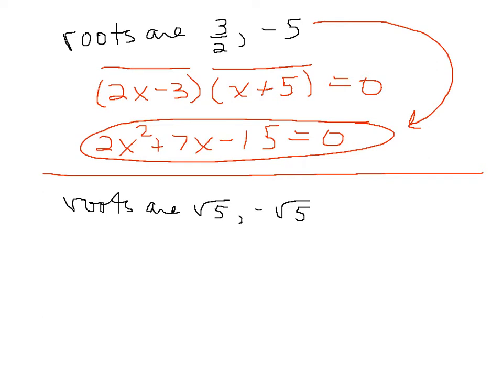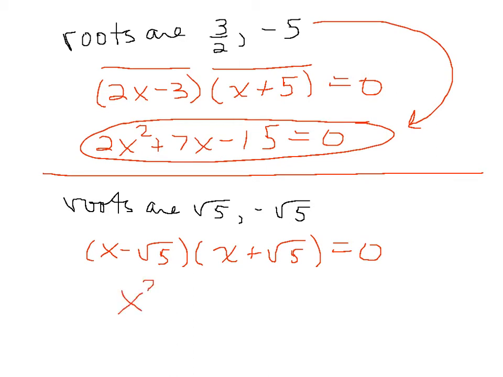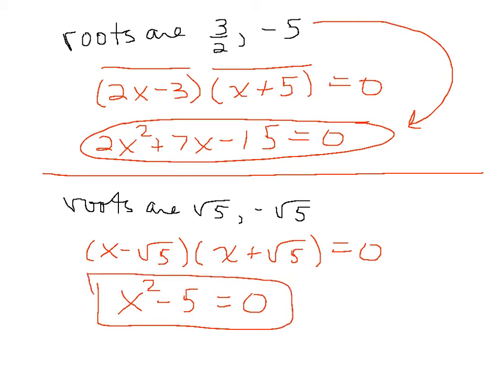Okay, so here's another one. A little bit different with square roots, but if square root of 5 is a root, then it would have come from that factor. And similarly here. Now that's of the form a plus b, a minus b, so the outside and inside terms cancel, and all I get here is x squared minus 5 is equal to 0. Right? Isn't it nice to have some work that's kind of easy?